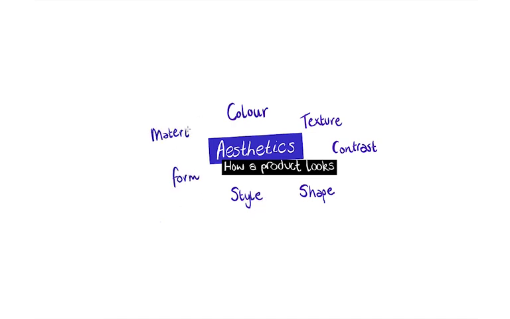In the most straightforward of questions, you're expected to be able to use the following terminology to describe how a product looks, simply describing what you see using these terms. The terms are colour, texture, contrast, shape, style, form, and material. In slightly more tricky questions, you may be asked why a product looks a certain way.